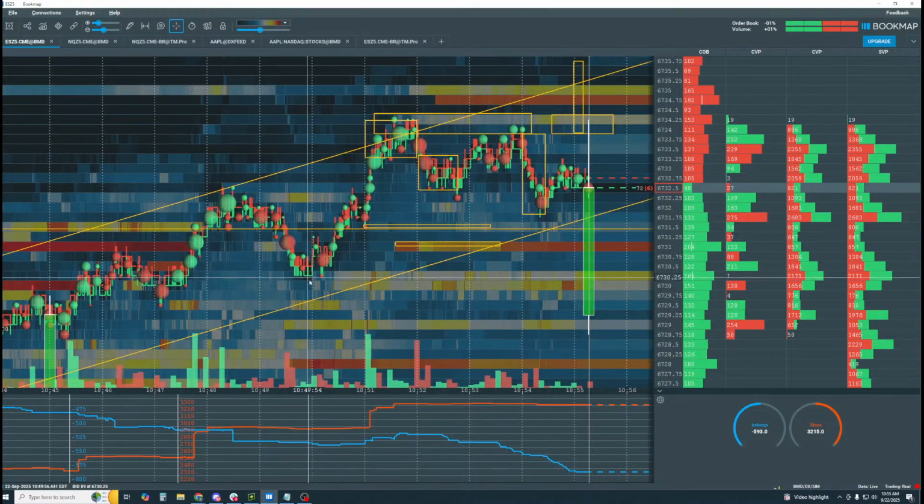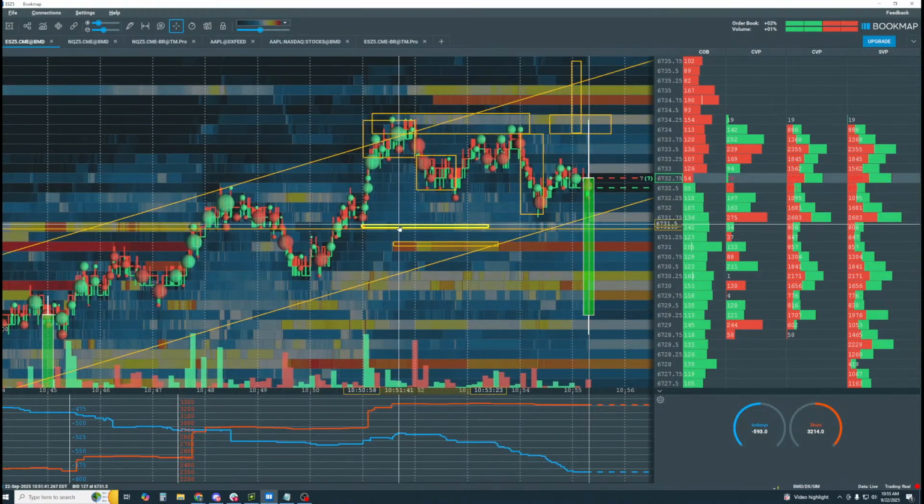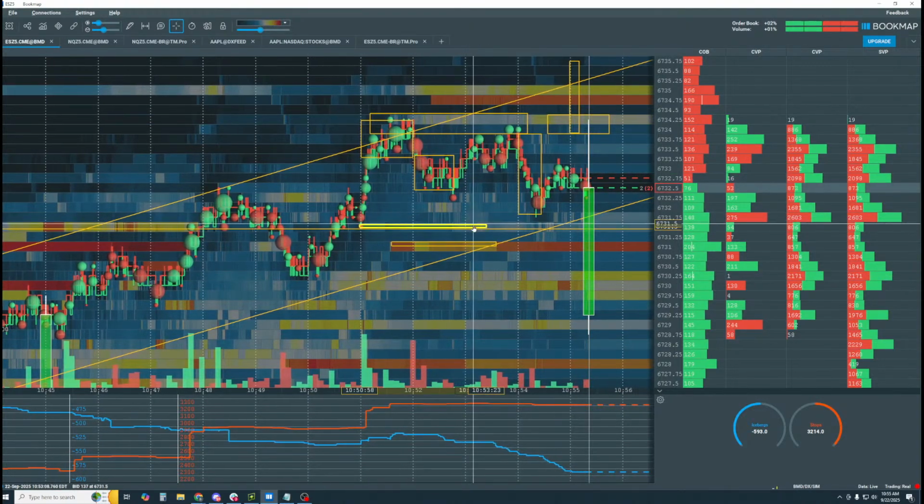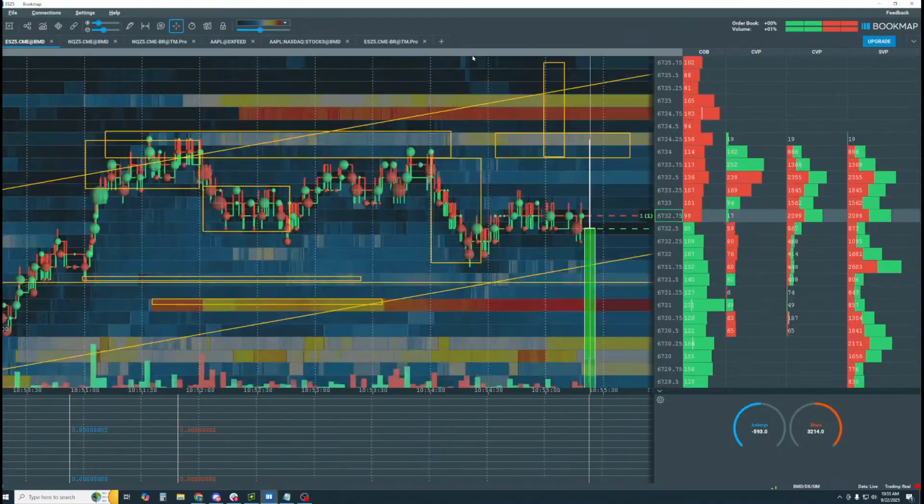Okay, 30 looks pretty good. A swing down here. There's also a swing here around this 31.5-ish area.